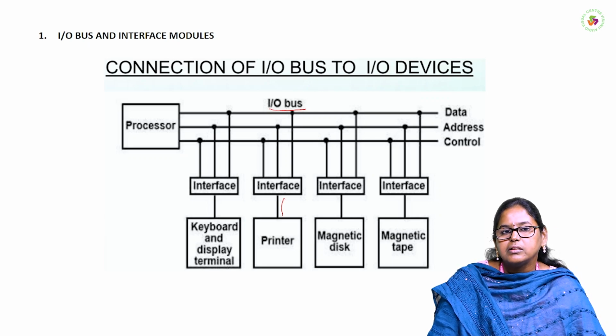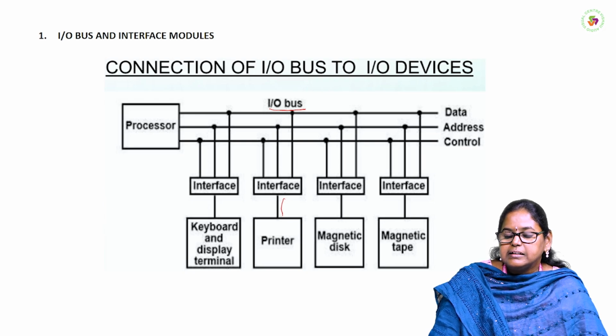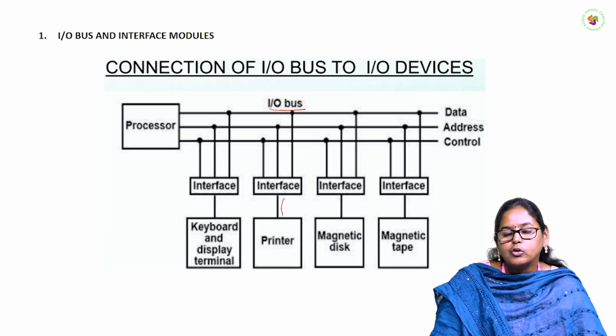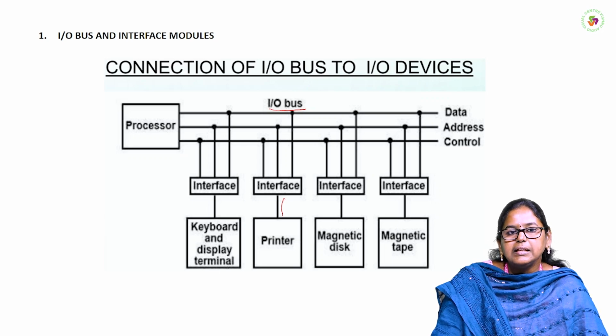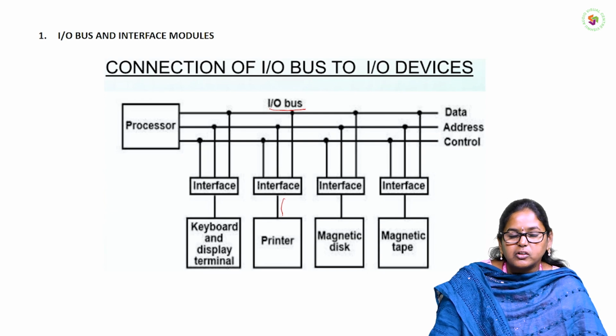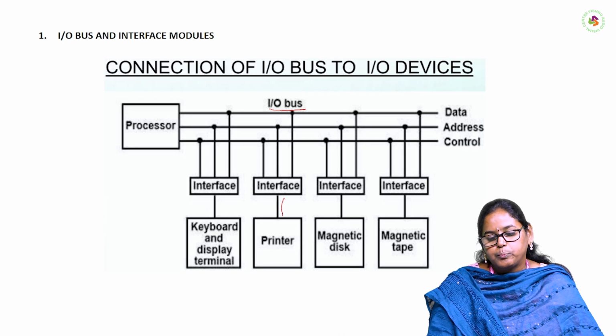In the same way, the decoding circuit which is present in the interface of the magnetic disk also decodes, but it will not find the address of the magnetic disk. In the same way, the decoding circuit which is present in the fourth interface also decodes the address, but it will not find a match with the magnetic tape. So it will not activate the path. Only the interface which is attached to the printer finds a match with its address, as the processor wants to communicate with the printer, and it will activate that respective path.